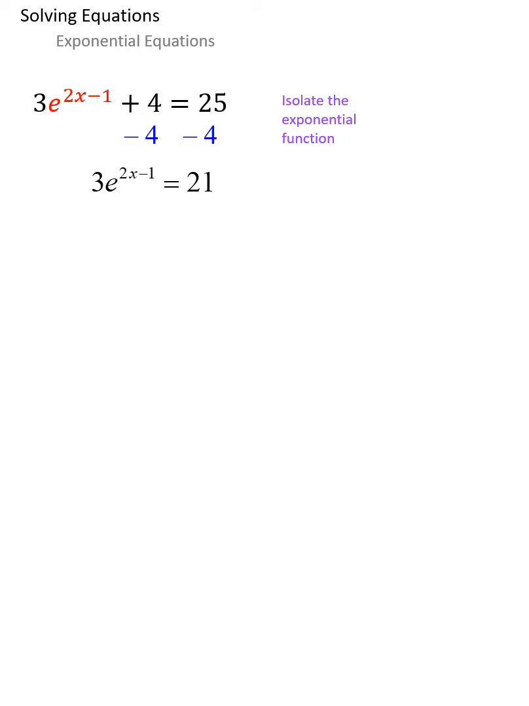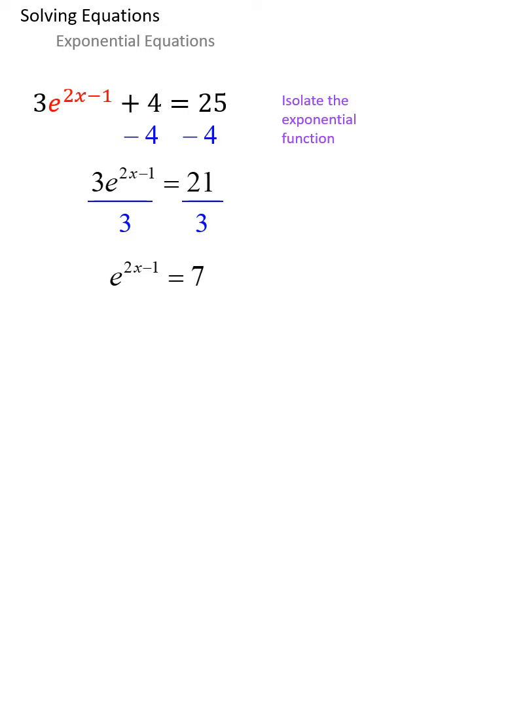But there's still a 3 in front of my exponential function, so I haven't isolated it yet. And to isolate that now, I'll have to divide both sides by 3. Now I haven't solved for x yet, but what I have done is gotten the exponential function isolated. It is now by itself on one side of the equation. I still have an x, and that x is still in the exponent.